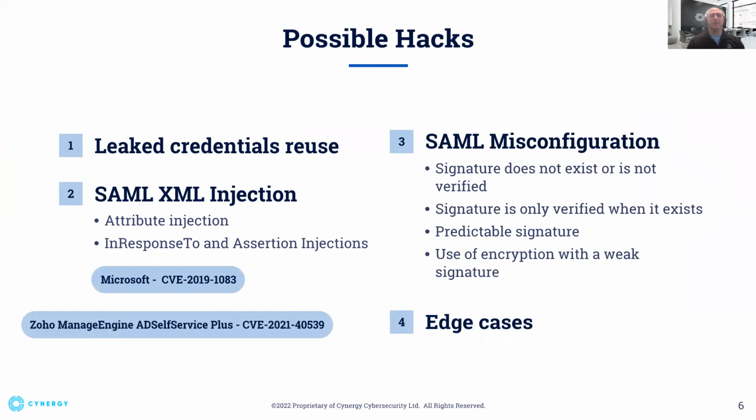There are many types of possible hacks against single sign-on. The most obvious hack is leaked credentials reuse. If there are credential leaks due to a hack or a phishing attack, and there is no two-factor authentication configured, no multi-factor authentication, then these credentials can be used in order to hack multiple applications inside the same organization.